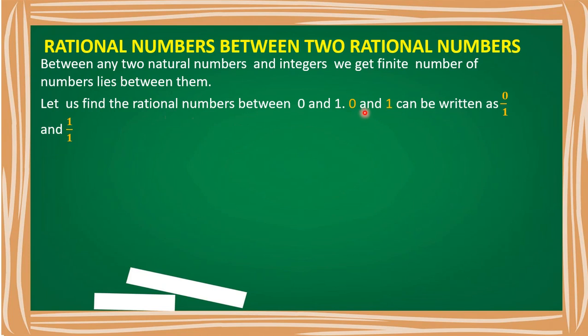So how can we find this? Now 0 and 1 we can write in the form of p by q, by making the denominator 1. So 0 can be written as 0 upon 1 and 1 can be written as 1 upon 1. Now we have to find the rational numbers between 0 upon 1 and 1 upon 1. The denominators here are 1. Now we have to make the denominators equal, and only then can we find the rational numbers between the two given numbers.